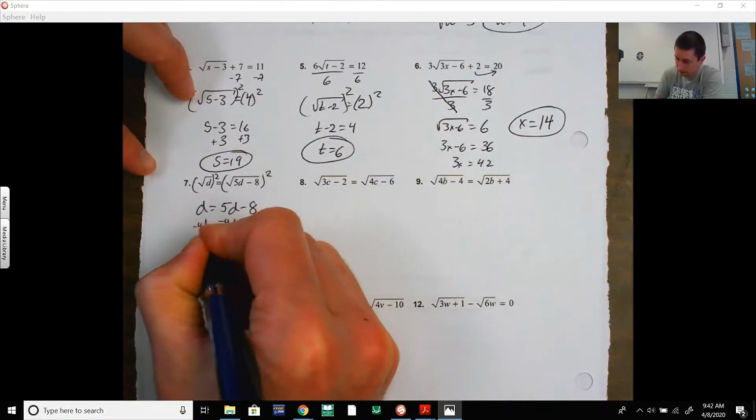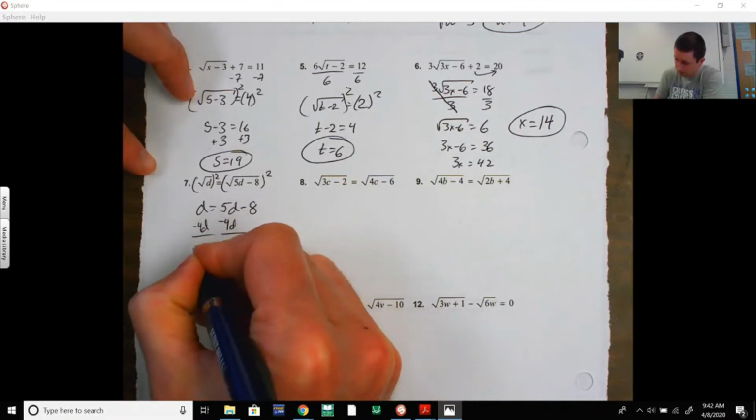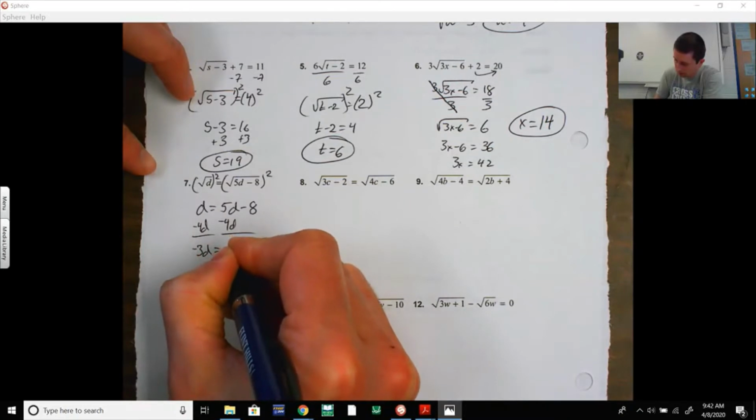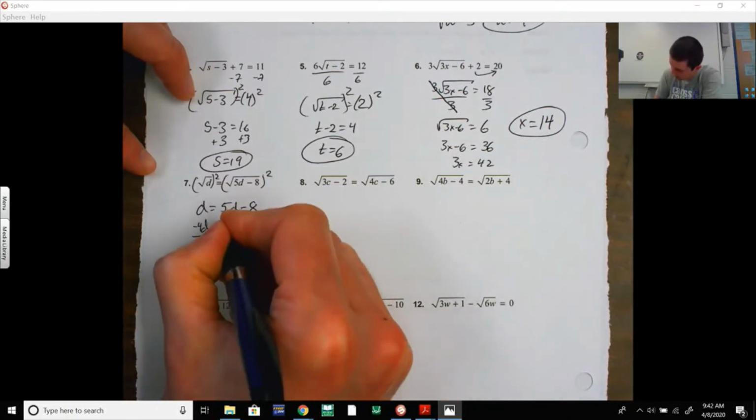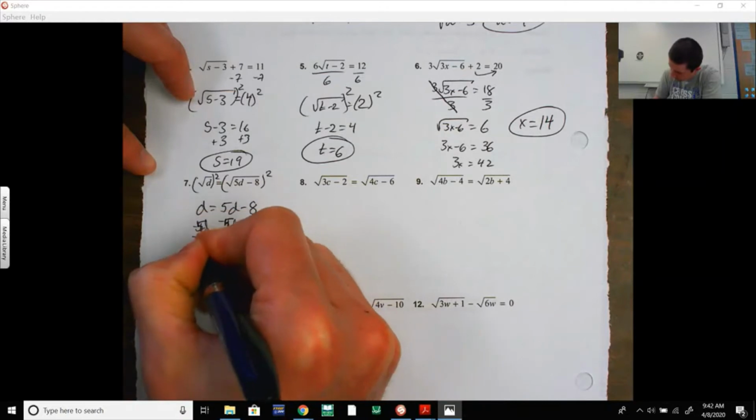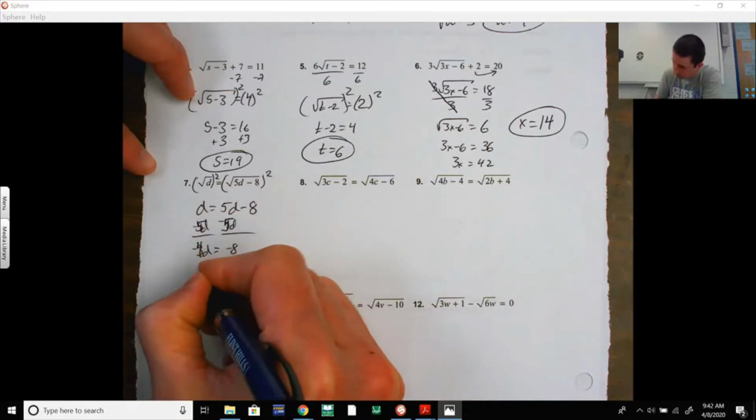Minus the 4d over. So negative 3d equals negative 8. Oh wait, why am I minusing? Minus 5, that should be the answer. Negative 4d equals negative 8. So d equals 2.